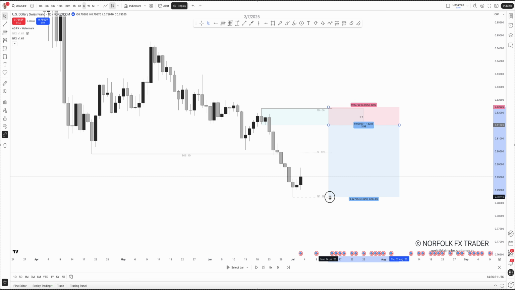So we could look for an entry like this. Okay, so we could take an instant certificate entry off this area. Now, it's not a trade I personally would suggest doing, but it's one that you could look at doing if you wish to take a certificate entry start.